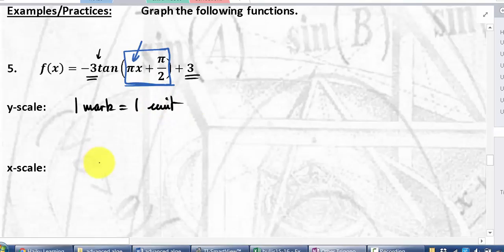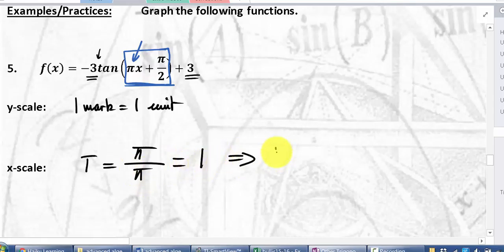Well, in a way that is very similar to the way we decided on the x-scale for sine or cosine, okay? We take a period and we divide it in 4. So let's check out the period of tan. Now be careful, the period of tan is not 2 pi, the regular period is pi, okay? So pi divided by b, so pi divided by pi. Well, that's just 1. Therefore, T over 4 is equal to 1/4.